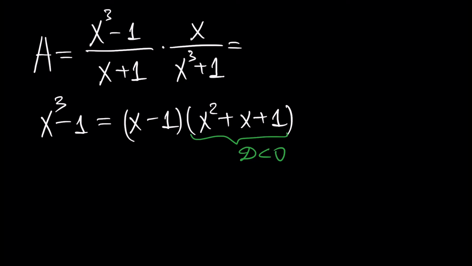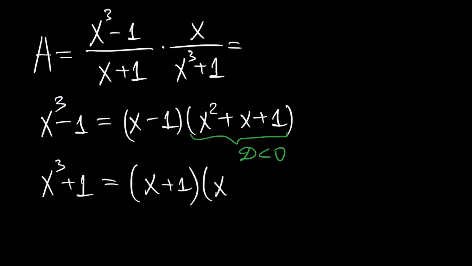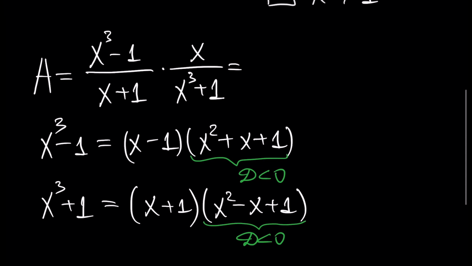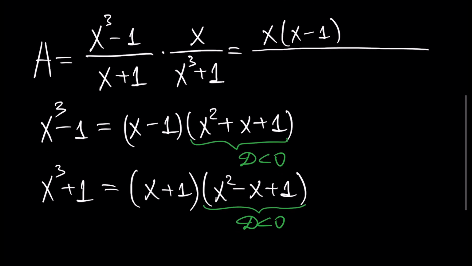Let's assume this polynomial. In this case, x to the power 3 plus 1 is equal to x plus 1 times x squared minus x plus 1. This is another shortcut multiplication formula. And in this case, also, for this polynomial of degree 2, we have discriminant less than 0. So we cannot continue our factorization. And if we insert and rewrite our a, it will be equal to x times x minus 1 times x squared plus x plus 1.